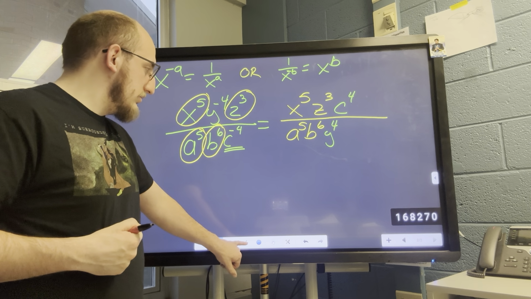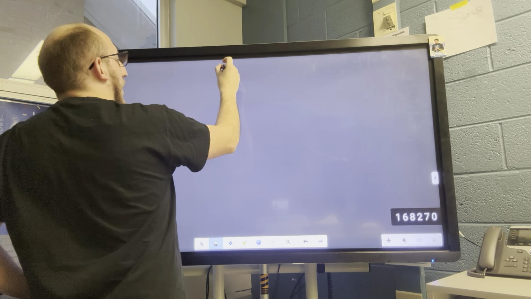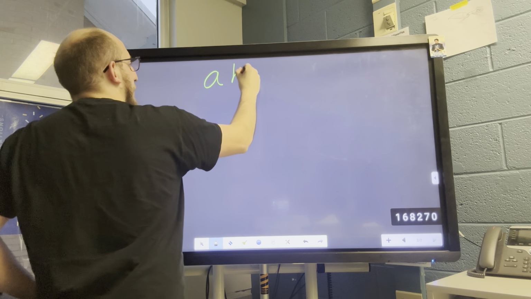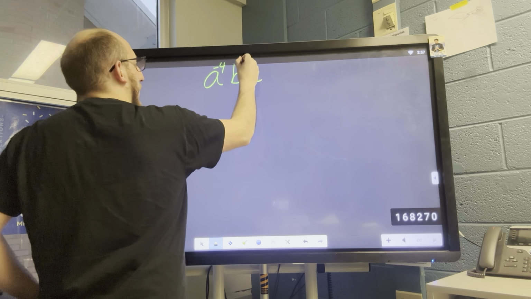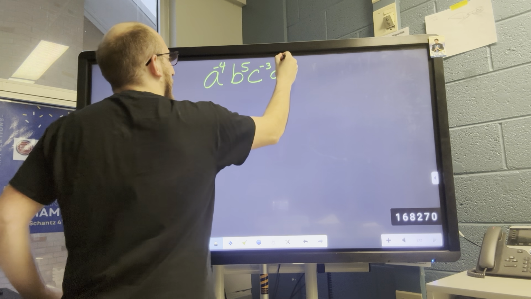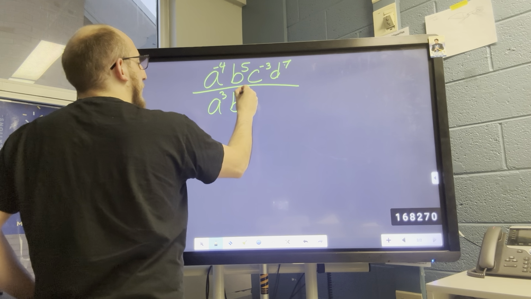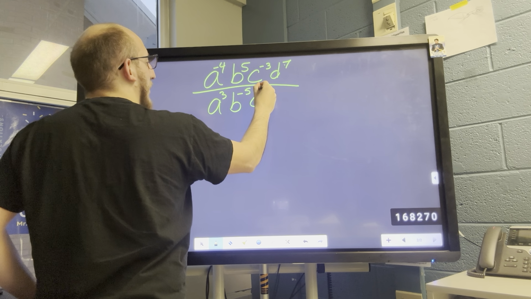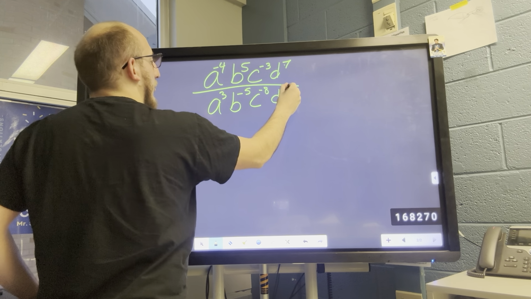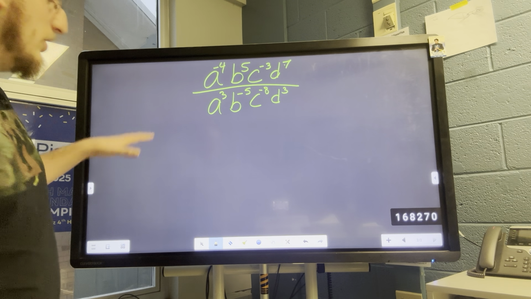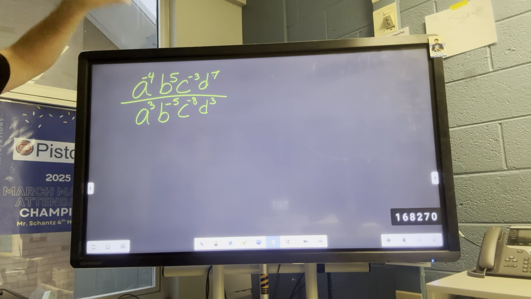And let's get this erased. And let's do an example like before. Okay, I'm going to do the same thing. Let's do a, b, c, negative 4, 5, negative 3, d to the 7, all over a to the 3, b to the negative 5, c to the negative 8, and d to the 3. Now, what I'm going to do to this is I'm going to rewrite it so that all of my negatives are on the opposite side, right?